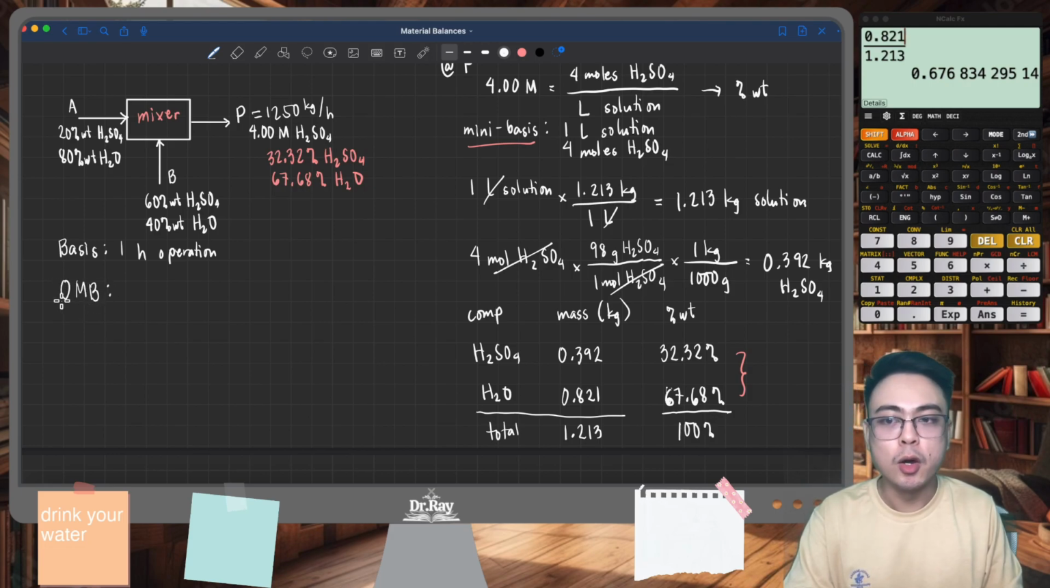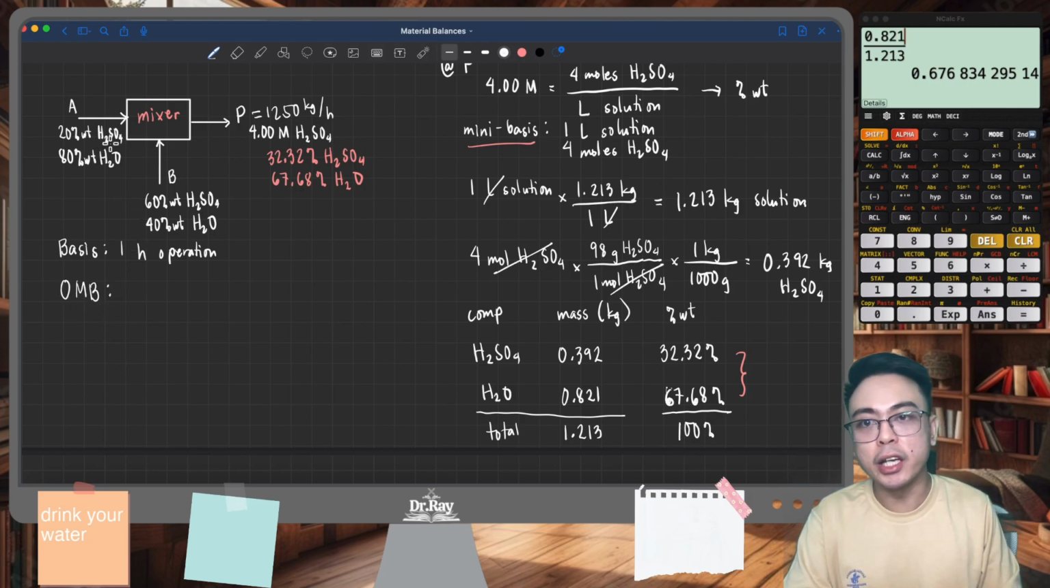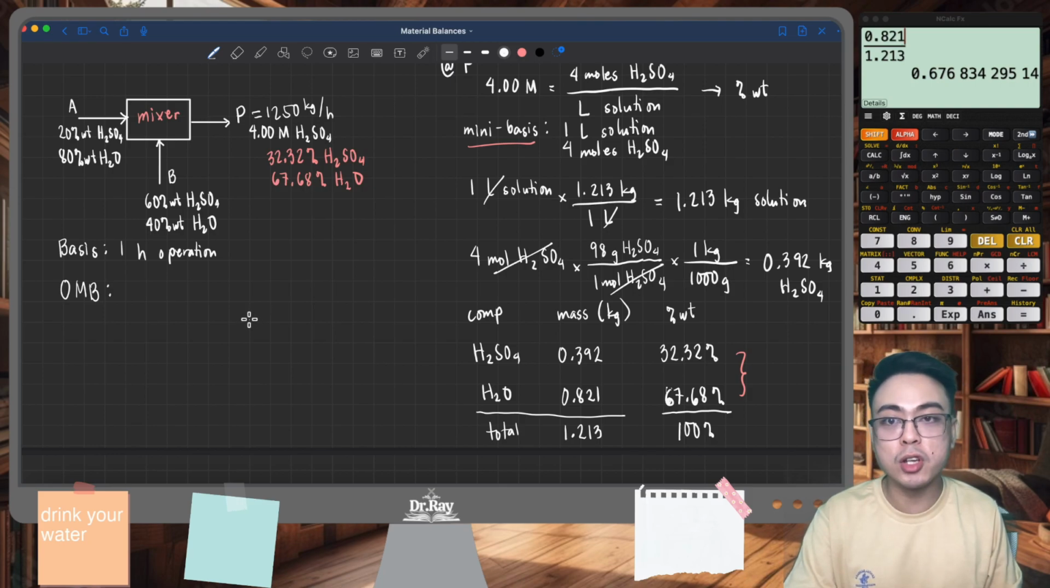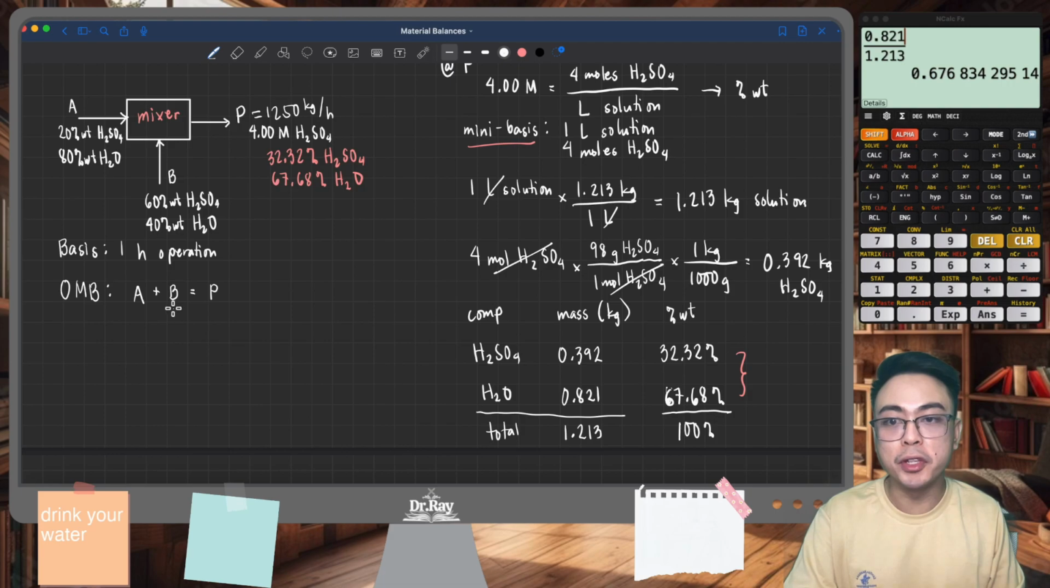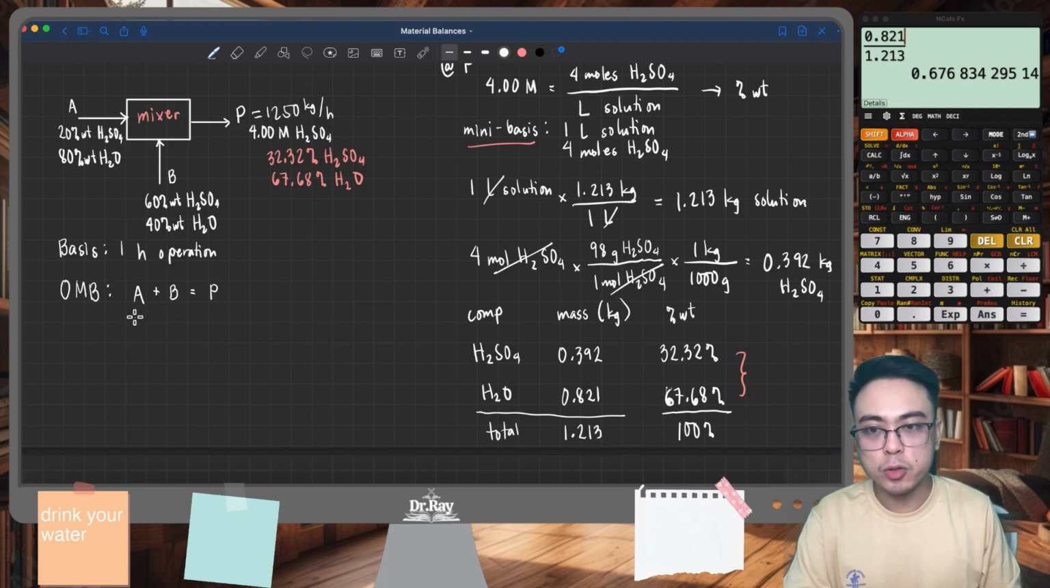The OMB, or the overall material balance, is simply a sum of the inlet, and that's equal to the sum of the outlet masses. This is a steady state process, or we are assuming that this is a steady state process, so there is no accumulation in this problem. So my OMB will be A plus B is equal to P. A and B are our two feed streams. P is our product stream. I know the value of P, so I'm going to substitute that here.